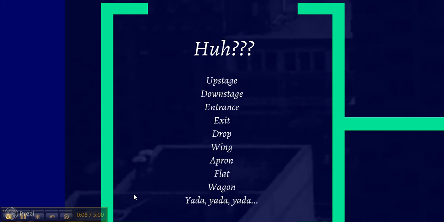Upstage, downstage, entrances, exits, drops, wings, aprons, flats, wagons, yada yada yada. These are all terms that you might hear in a theater, and they're all related to the stage. Some of the terms are used for the actor's understanding, and some of them are used to describe the set. So let's take a look at some of the more common terms.